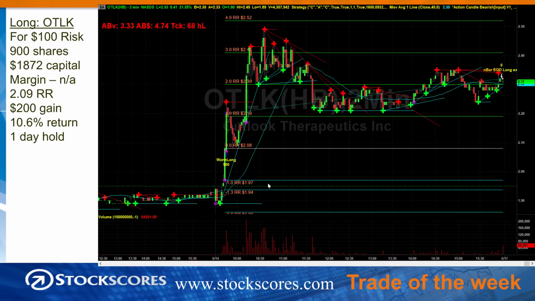Now, in this particular trade, for $100 of risk required a position size of 900 shares. So you're looking at about $1,870 in capital required. It's not really a marginable stock because it's under $3, so we have to pay for it all. That means on the 2.09 RR, reward for risk, that it earned, that's a $200 gain on $1,870 of capital. That is a 10.6% return for the one-day hold. By no means a bad return, but still not the excitement that we like to see when we're day trading. And again, that's the kind of week that it was.